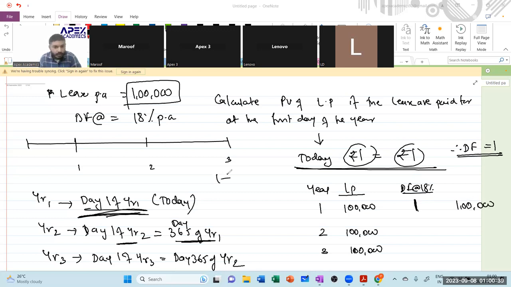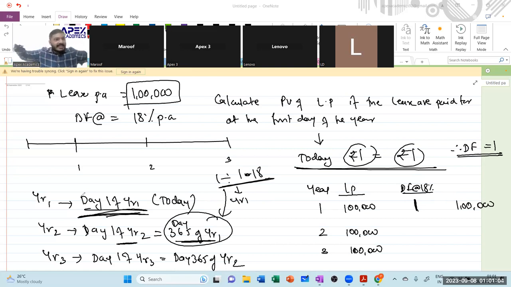But sir, you used to do 1 divided by 1.18. Yes, I used to do this when the year 1 payment was made on day 365 of year 1. At this time, I used to take this as a discounting factor. But here, on the first day of the first year, I am making the lease payment. So today, 1 rupee is equal to 1 rupee. The question of inflation and interest does not arise because no period has elapsed.